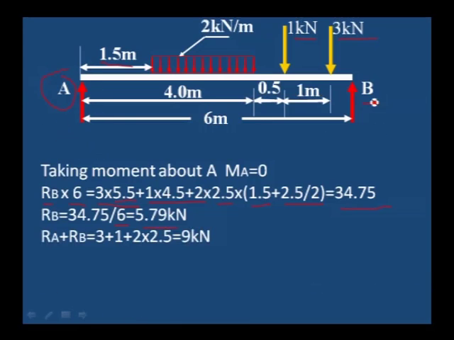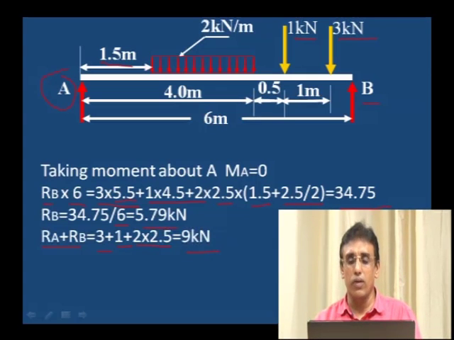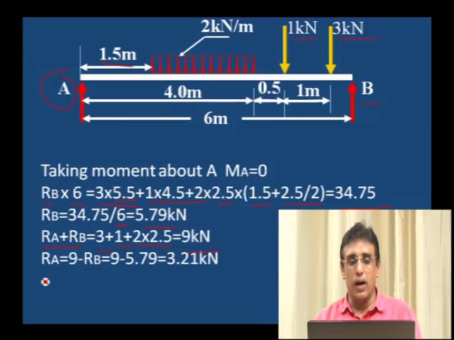Now, upward forces are equal to downward forces. Upward force is RA plus RB, equal to the downward force, 3 kilonewton plus 1 kilonewton plus 2 kilonewton per meter into 2.5 distance. Therefore, 9 kilonewton is the total downward load. RA is equal to 9 minus the RB value. Therefore, 3.21 is the reaction at RA. We have the reactions at RA and RB.